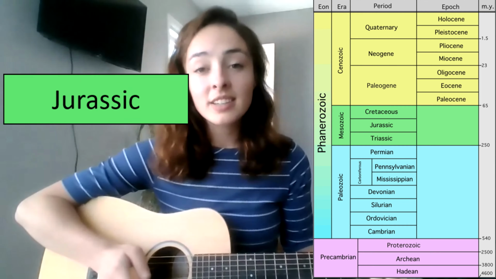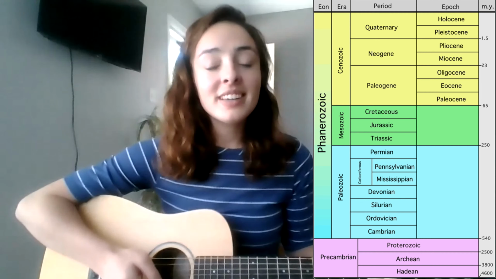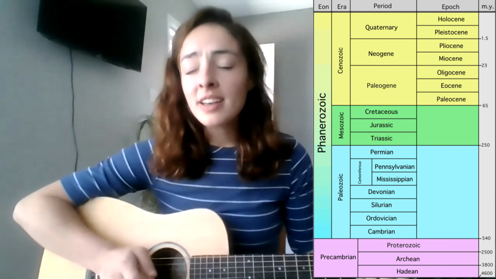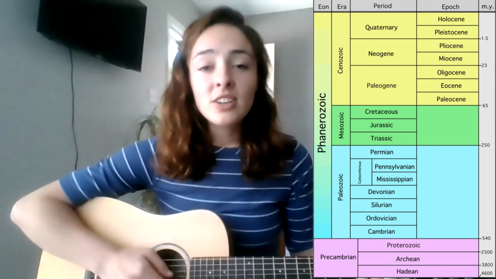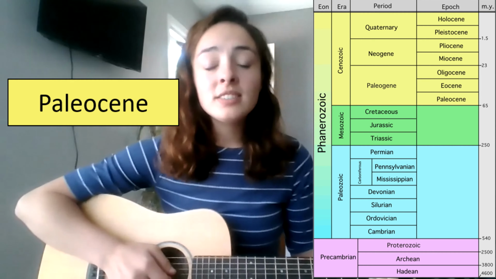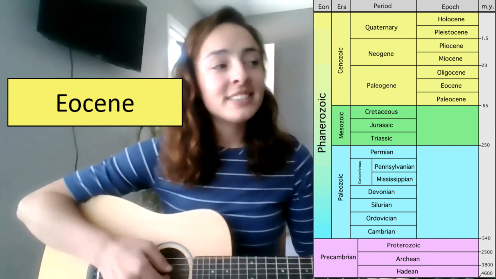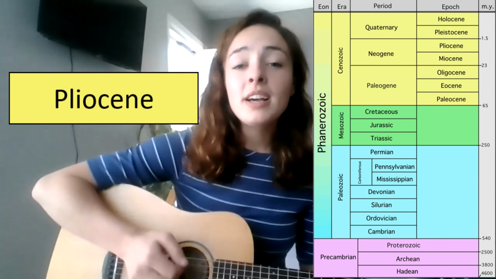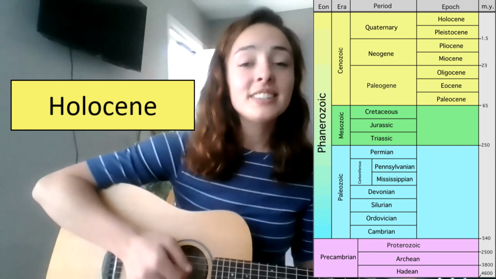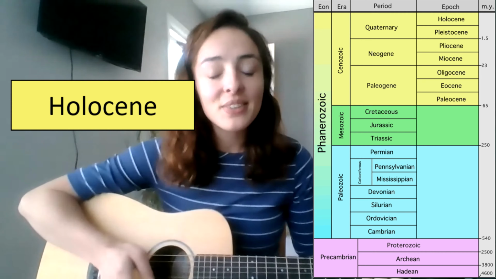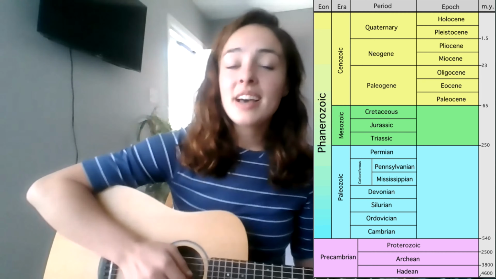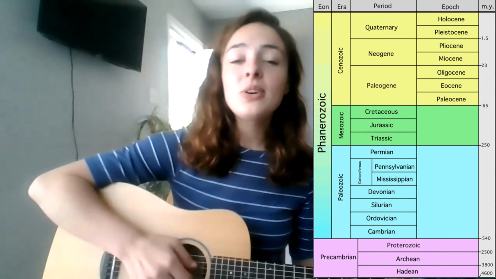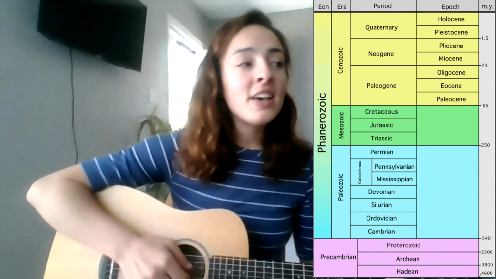Now the Cenozoic era starts with the Paleocene, Eocene, Oligocene, then the Miocene and Pliocene and Pleistocene, then Holocene, which is where we're at right now. Oh, that's the Cenozoic era.